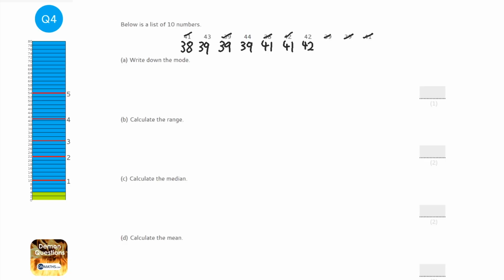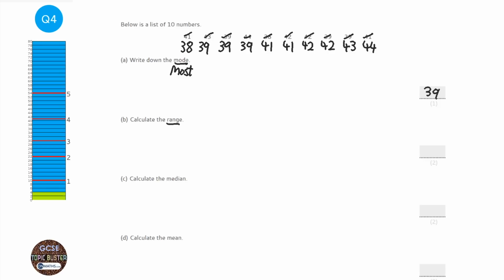So 42, 43, 44. Now the mode means most. If you just remember that, mode most, it's pretty much the same word. So what came up the most? Well, if you have a look, there are 3 39s there, and there's two 42s, two 41s, so 39 came up the most. And it's much easier to spot when they're all lined up.